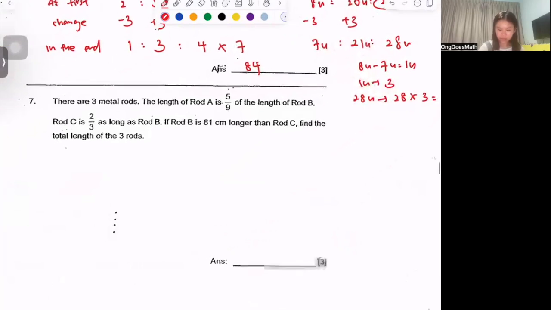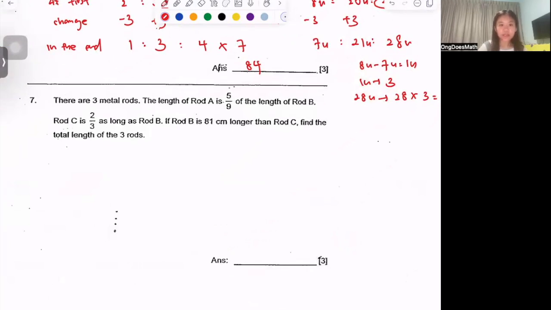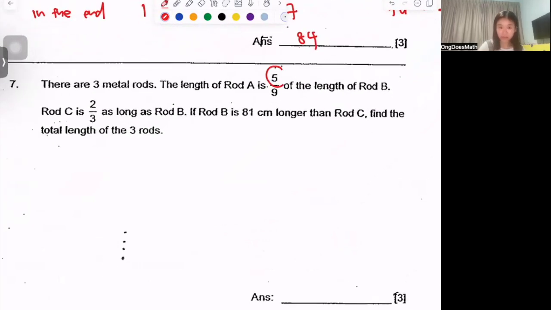Next, question 7. There are 3 metal rods. The length of rod A is 5/9 of the length of rod B. Rod C is 2/3 as long as rod B. If rod B is 81 cm longer than rod C, find the total length of the 3 rods. So now let's analyze the fractions. This 5 belongs to A, this 9 belongs to B, this 2 belongs to C, and this 3 belongs to B.